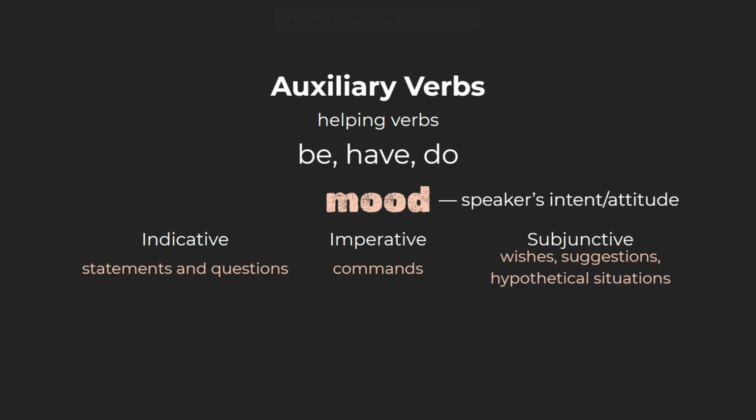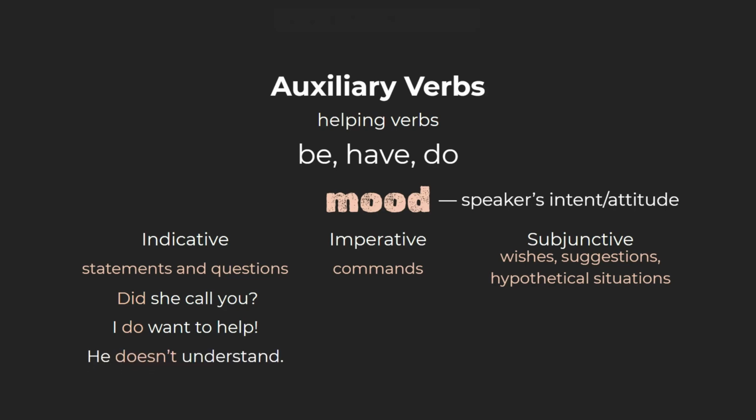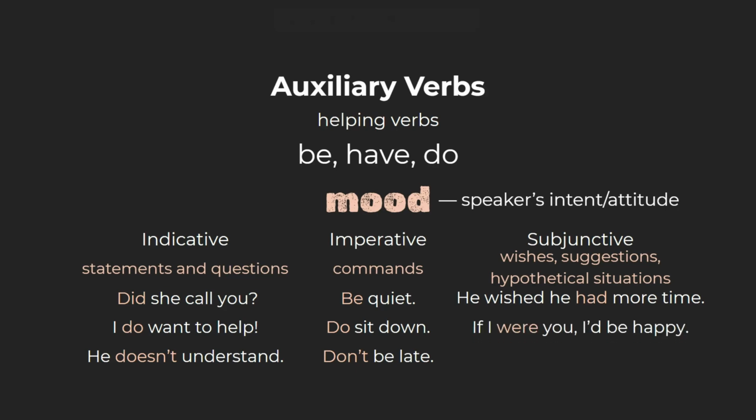An example of an indicative sentence with an auxiliary verb would be, did she call you? With the auxiliary verb, did, helping to form a question, I do want to help, showing emphasis, or he doesn't understand, indicating a negative. Examples of imperative sentences would be quiet, do sit down, or don't be late, all showing commands. And examples of subjunctive mood sentences would be, he wished he had more time, if I were you, I'd be happy, and it's vital she be told. These sentences all showcase a hypothetical situation or a desire.